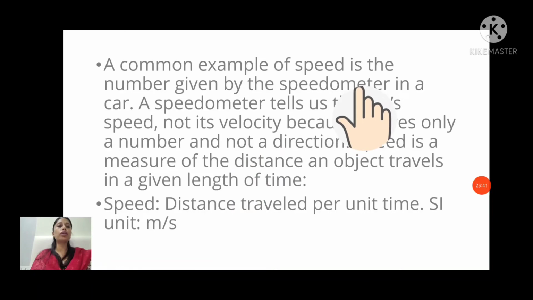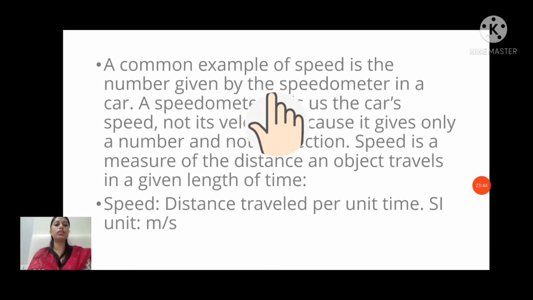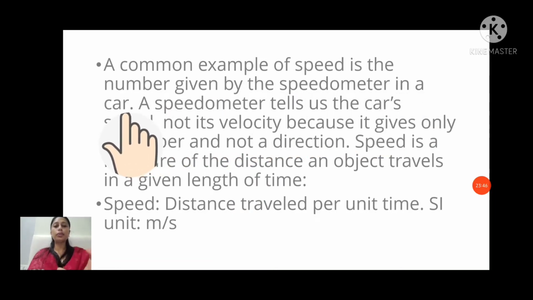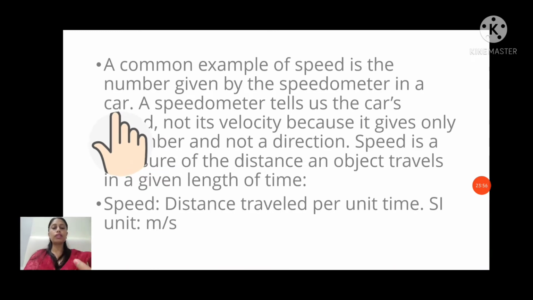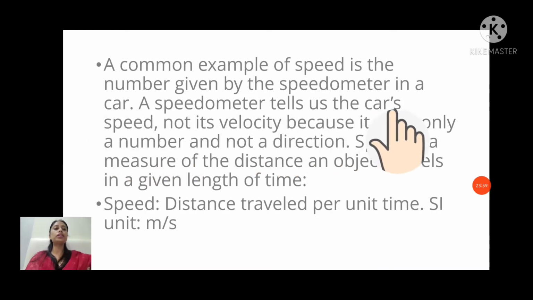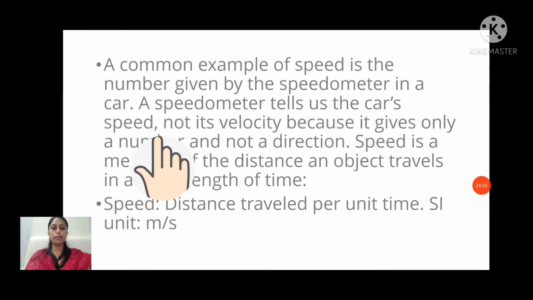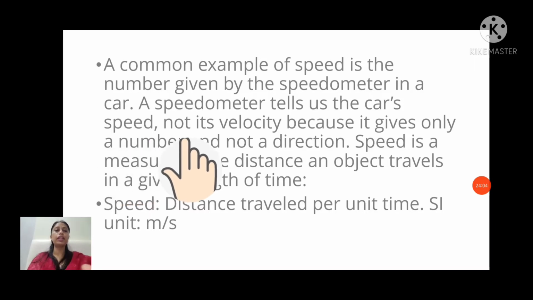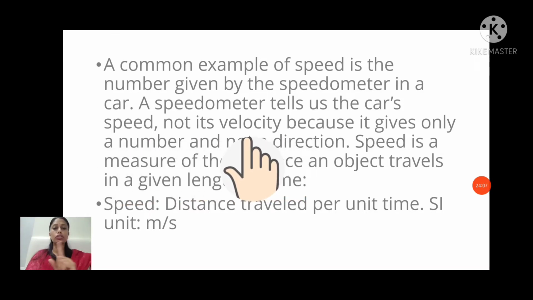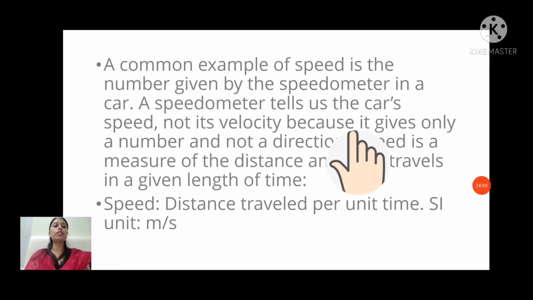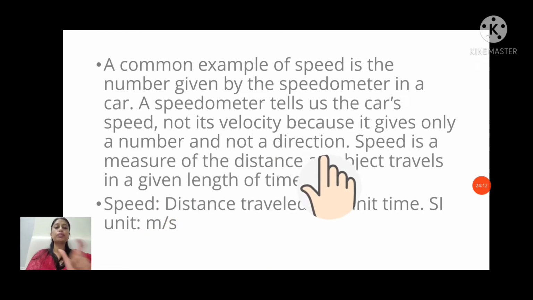A common example of speed is the number given by the speedometer in a car. A speedometer is a device in the meter panel of your vehicle. It tells you the speed at which your vehicle is traveling. It tells about the car's speed, not its velocity, because it gives only a number and not a direction. That number tells you how many kilometers per hour, but it will not show you a direction.